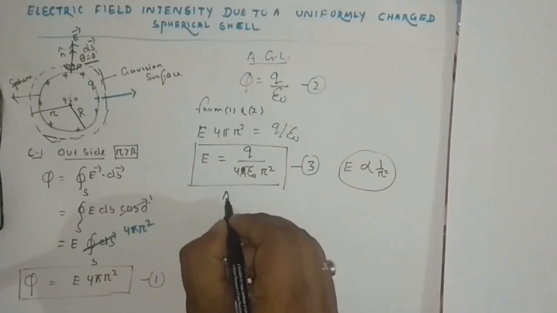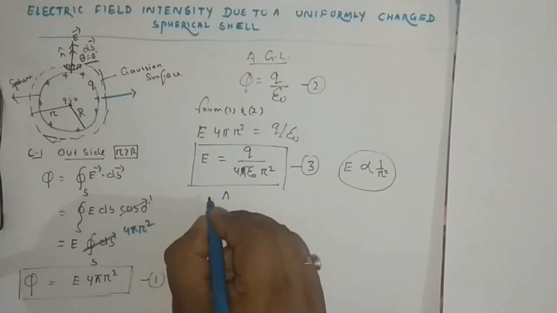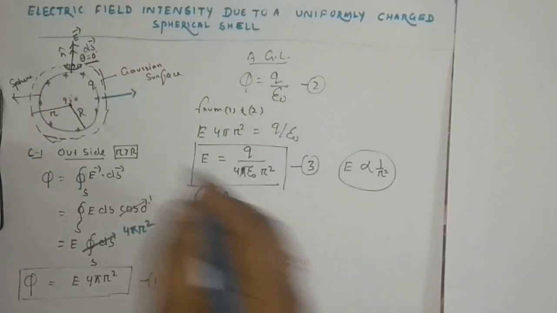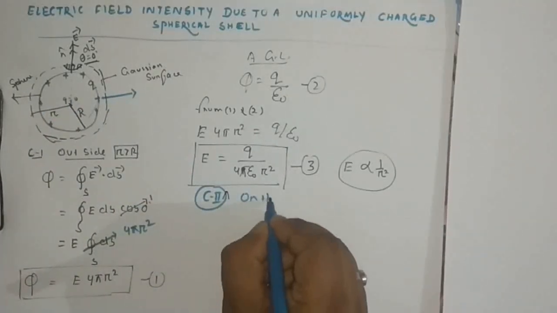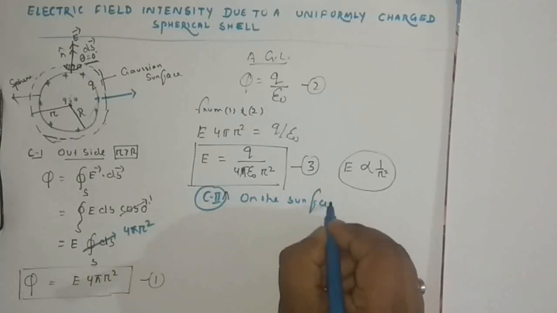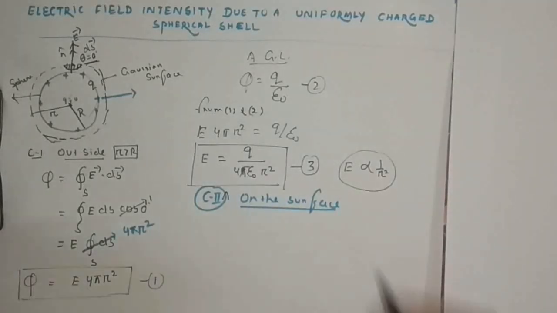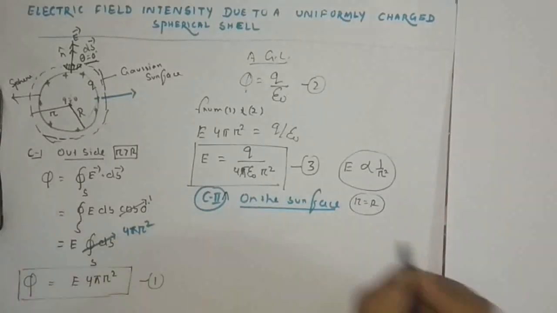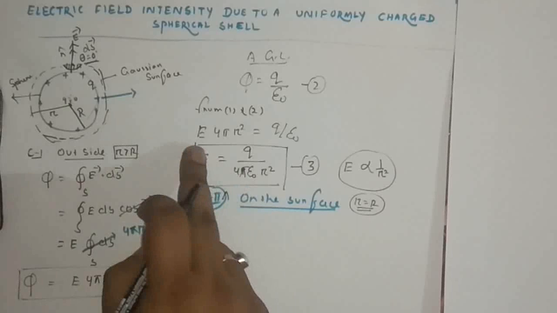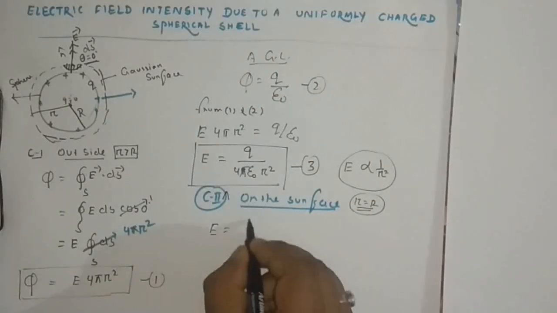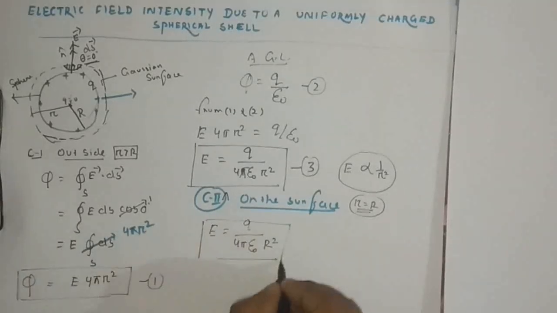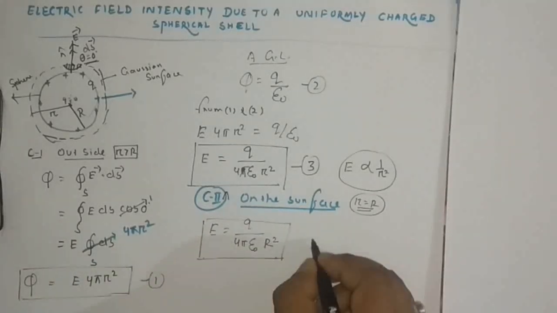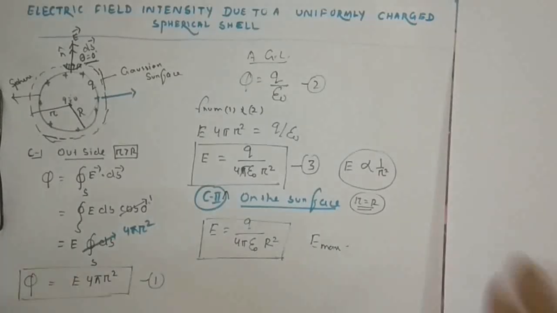Let us go for case 2. In case 2, my Gaussian surface is itself the sphere. That means on the surface, small r equals capital R. Now similarly to the previous equation, I will get E equal to Q by 4 pi epsilon naught R square. And this is for on the surface. And here the electric field is maximum.